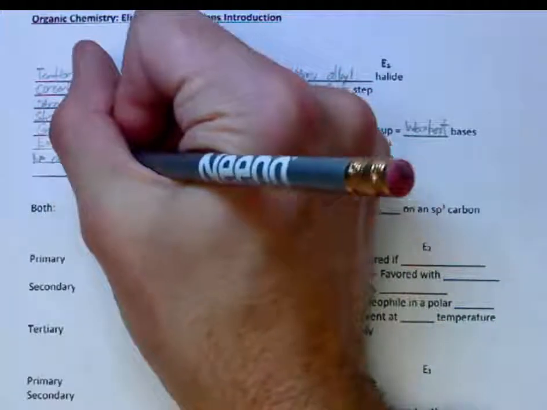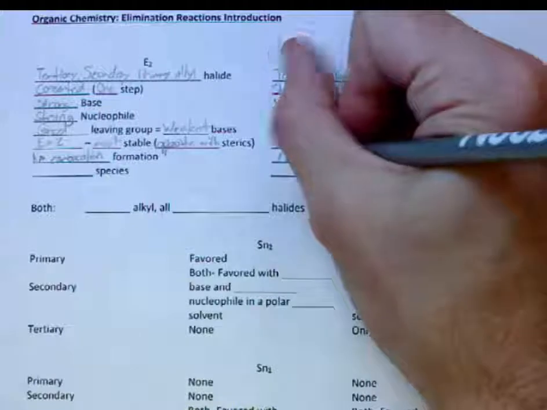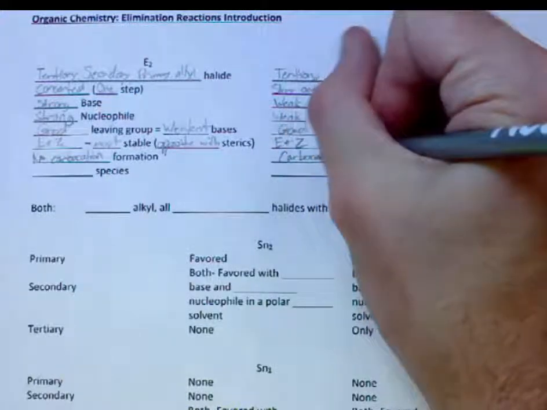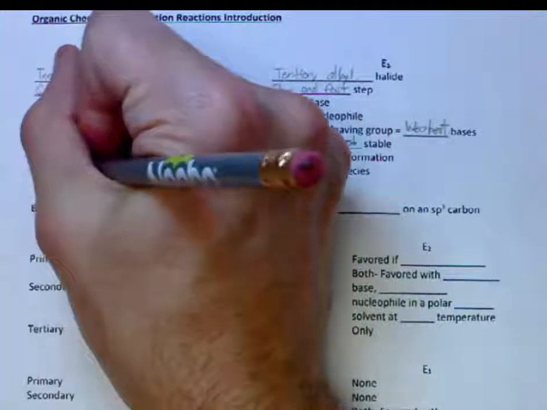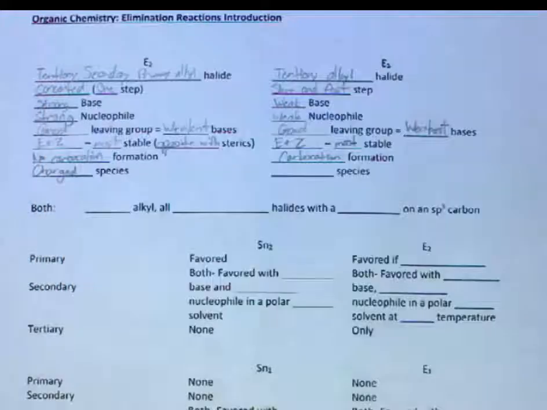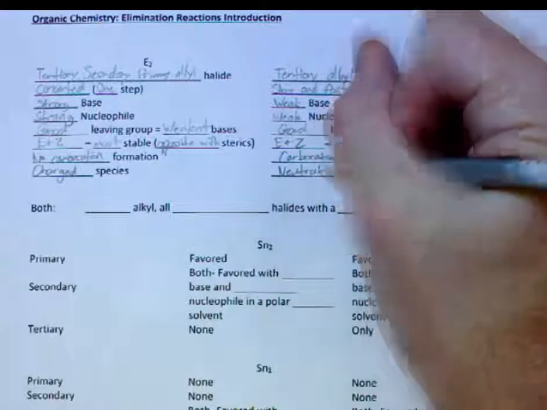For E2, we are not forming carbocations. However, with E1, we are. And typically for E2, charged species will help facilitate E2. With E1, we have neutral species.